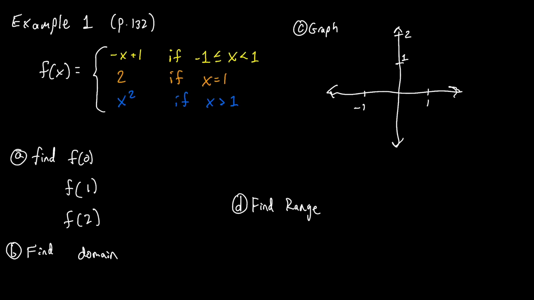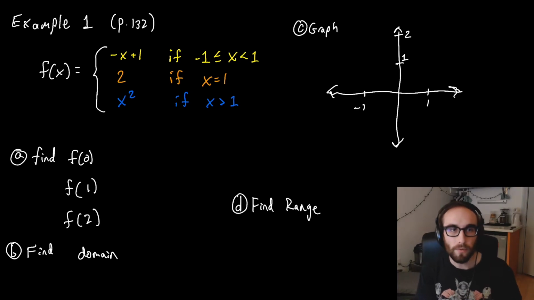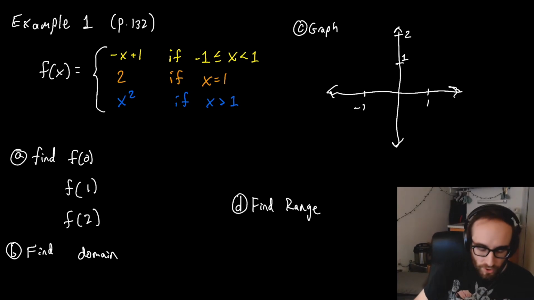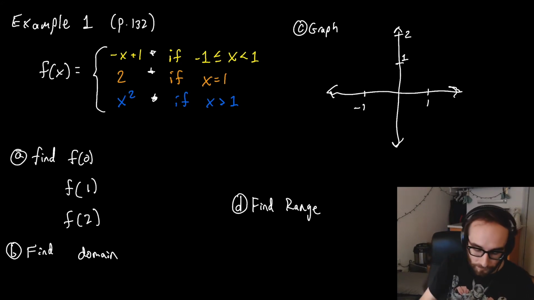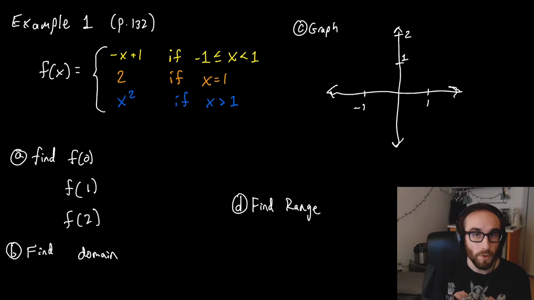All right, so here I've written out an example from our textbook. Here we have example 1, which you can see on page 132 if you want to follow along. And we have f of x, which is defined by three different functions, or sorry, three different graphs here. So we have negative x plus 1, if x is in between negative 1 and 1, including negative 1, but not 1. We have f of x equal to 2 if x is equal to 1, and then x squared if x is greater than 1.